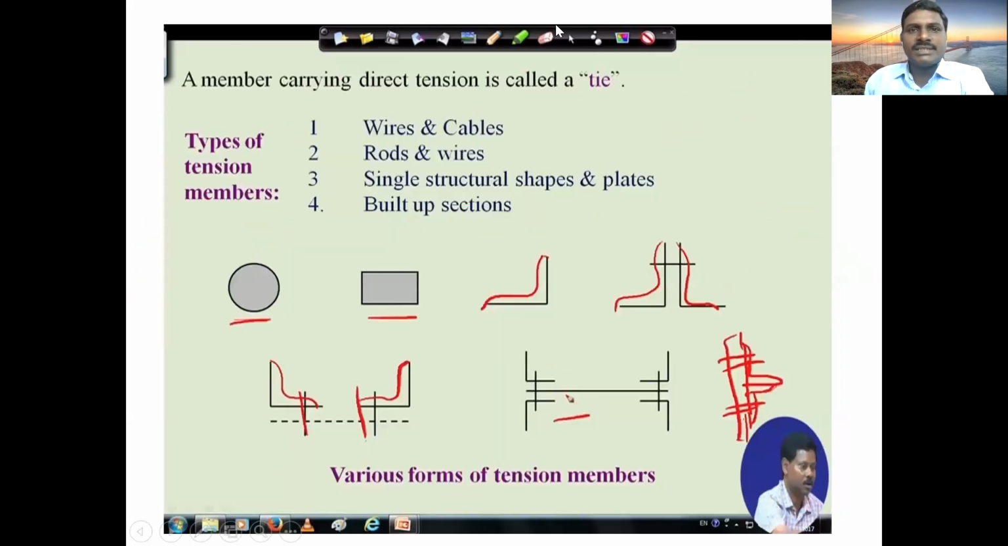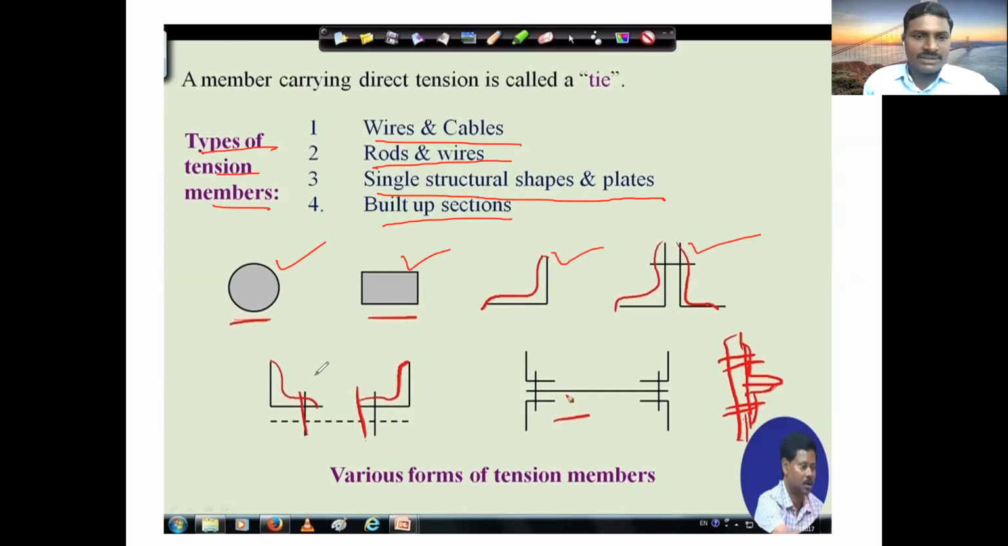So for this tension member, we have seen the applications. Now, which type of cross section are we using for that particular tension member? So, types of tension members: wires and cables, rods and wires, single structural shapes and plates, built up sections. So this is the rod or cable. Again, this is the plate, this is the angle, this is the double angle, this is the built up angle, again this is the built up angle.